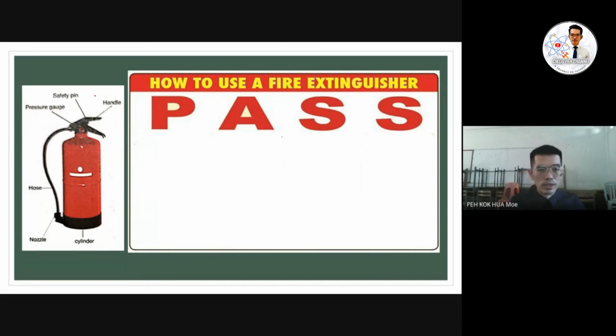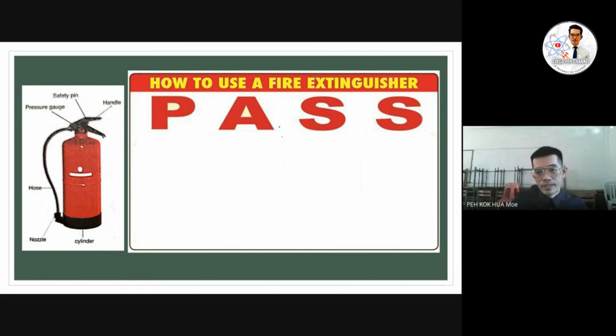So here we have the pressure gauge, and we have the safety pin. Here is the safety pin. We have the handle, we have the hose, we have the nozzle, and here we have the cylinder. So these are the basic parts you have to know regarding the fire extinguisher.